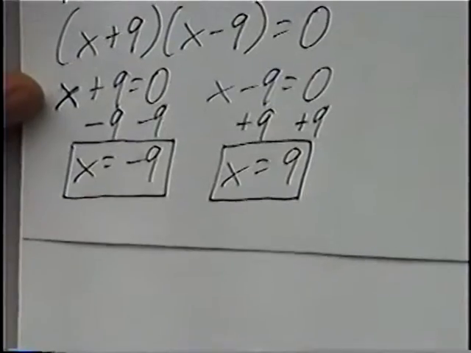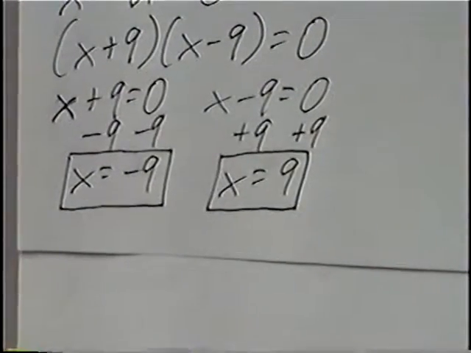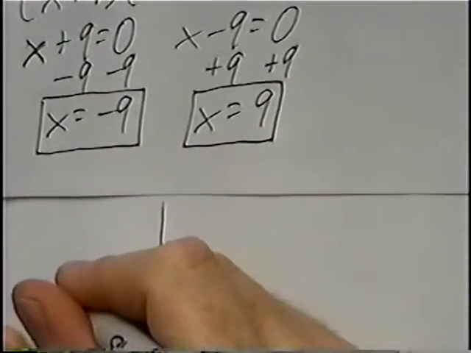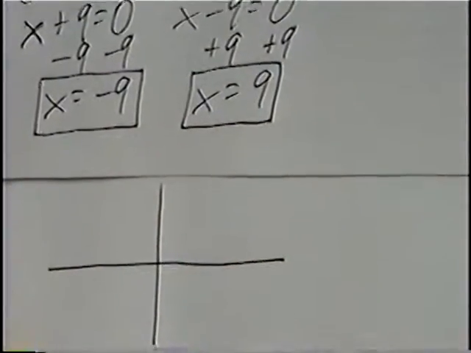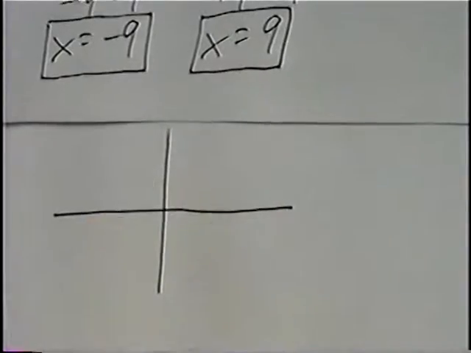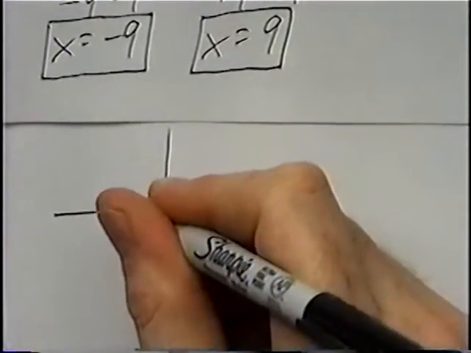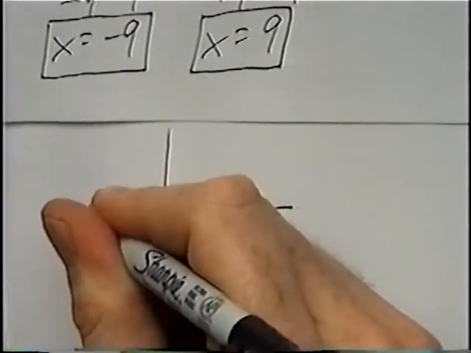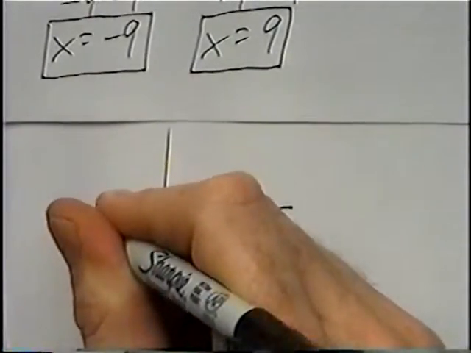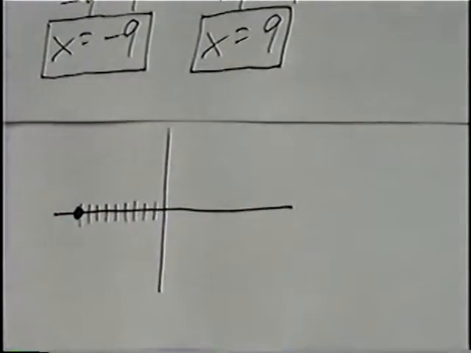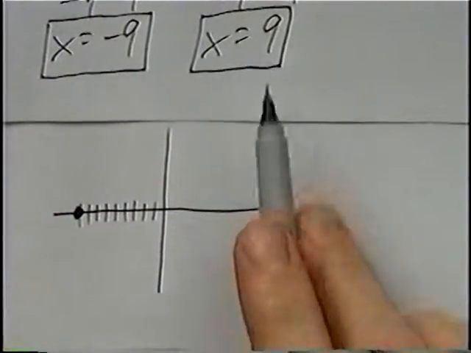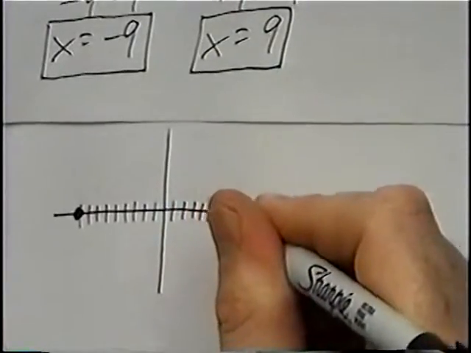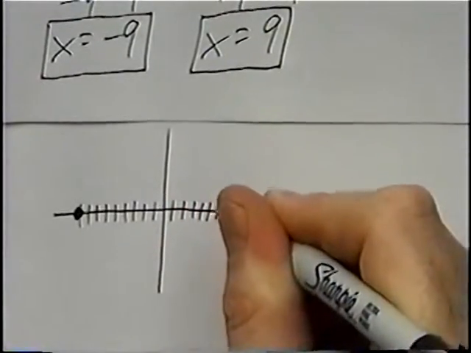Last part, we can graph using these solutions. Drawing the xy axis. Our first answer, negative 9. We go to negative 9 on the x-axis. And again, the y value would be 0, since negative 9 is a solution that makes the equation equal 0. And x equals 9 will be our second solution.